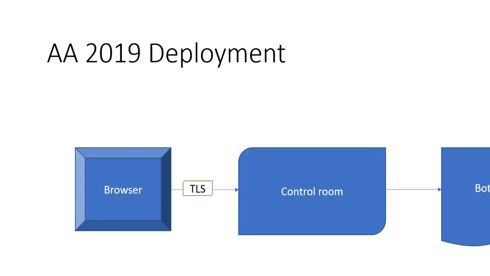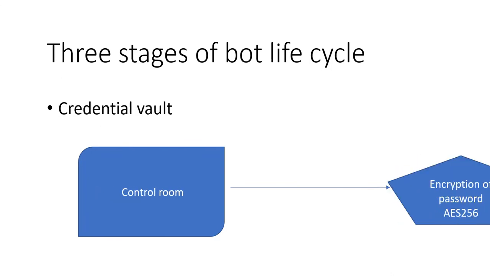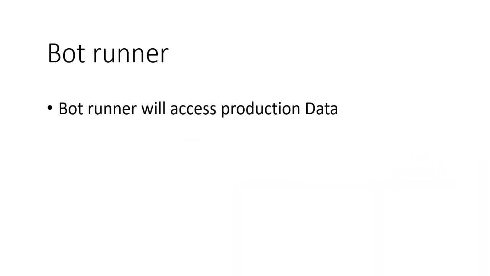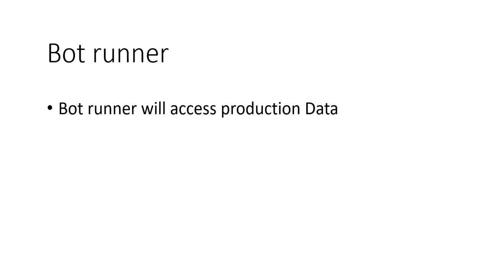Initially, the first step: if you have a trial edition, that is not an issue, but when you talk about the real-time enterprise edition, the license is the first thing you have to apply. So once you apply the license, it will ask for bot creator or bot runner. If it is bot creator, that is for development; bot runner is for deployment. So what is the concept of bot runner? Bot runner will access production data, production environment, and production schedule.